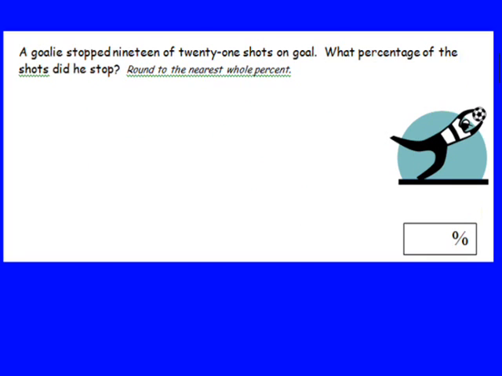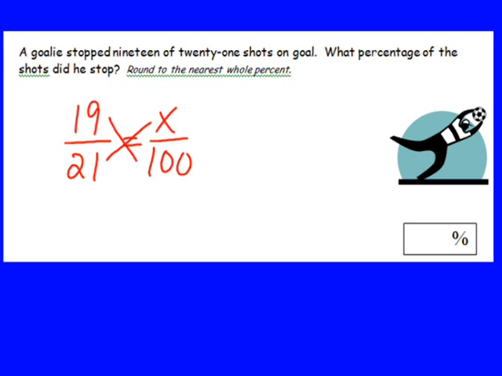A goalie stopped 19 of 21 shots on goal. What percentage of the shots did he stop? Well, 19 out of 21. We want to know, what is that fraction as a percent? What is it out of 100? So again, we're going to set up a proportion, and we're going to cross multiply. We're going to use cross products. 21 times x is 21x. 19 times 100 is 1900. And I have a nice easy one-step equation.